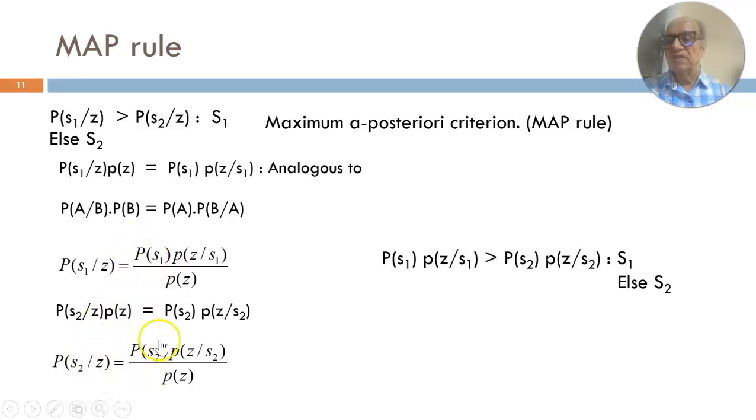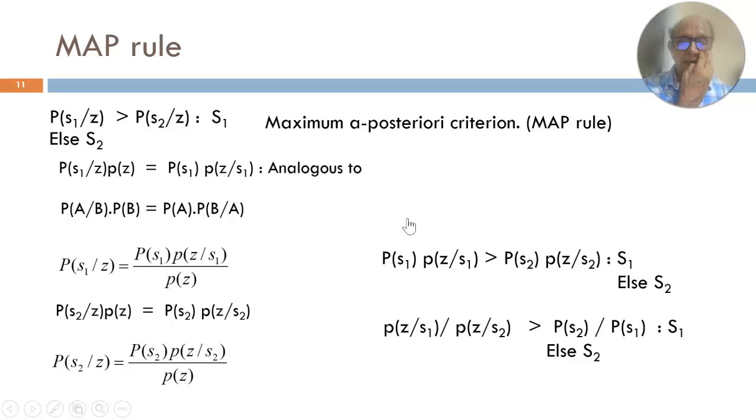So when we substitute these two equations in this inequality, P(Z) is common, that cancels, and we get P(S1) P(Z|S1) greater than P(S2) P(Z|S2). That is our MAP rule expressed in a different fashion. Or we can write it like this in terms of the likelihood ratios, that is P(Z|S1). See, I have brought it on this side and P(S1) on this side. So this is given by this.